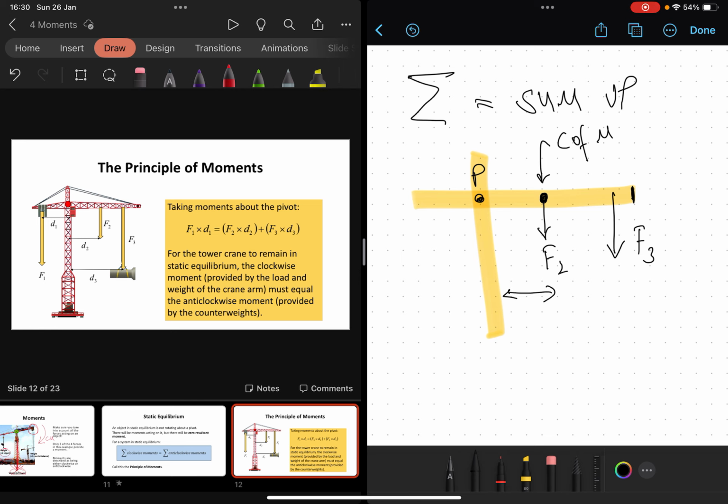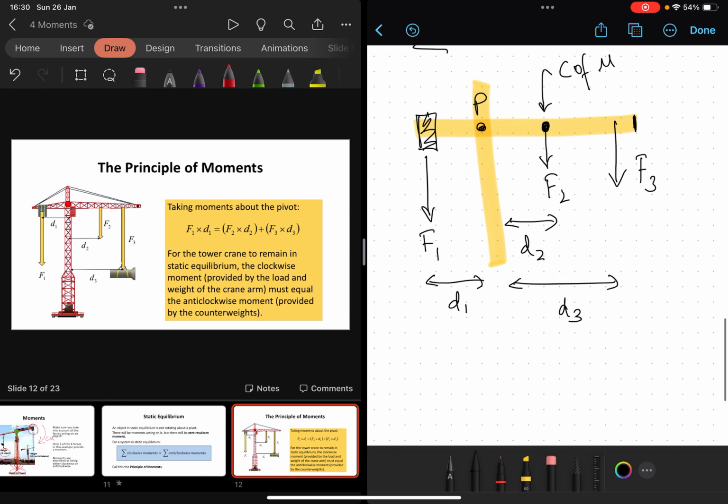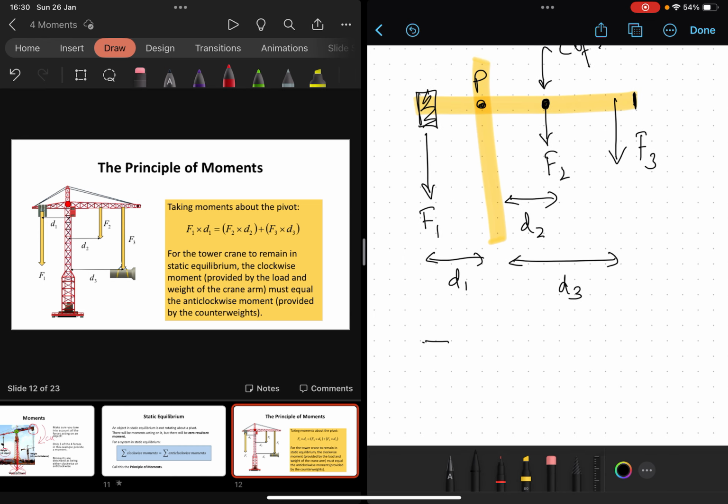So the perpendicular distance between that force and the pivot is D2, and similarly D3 for force number 3. On the back, we have to put some counterbalances, otherwise the crane is going to topple over. And we're going to call that force number 1, and it's a distance D1 from the pivot. So I'm going to apply my principle of moments. The sum of the clockwise moments is equal to the sum of the anti-clockwise moments, and I'm just using CM and ACM as shorthand. Please don't do that in the exam, but just for note-taking, that just helps us, doesn't it?